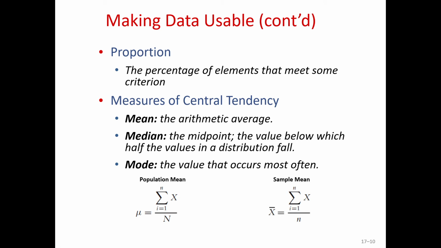Now, proportions. When a frequency distribution portrays only a single characteristic in terms of percentage of the total, it defines the proportion of occurrence. So a proportion may be expressed as a percentage, 25%, as a fraction, 1 divided by 4, or as a decimal value, 0.25 in this case.